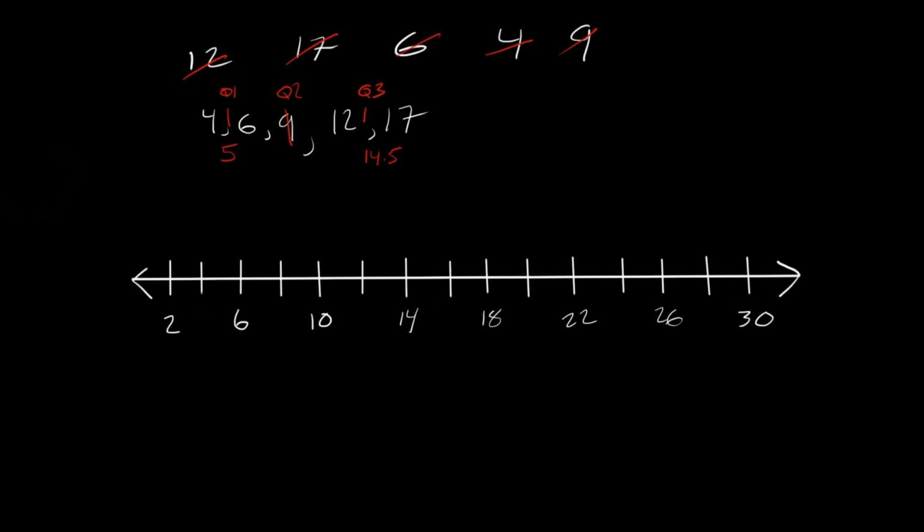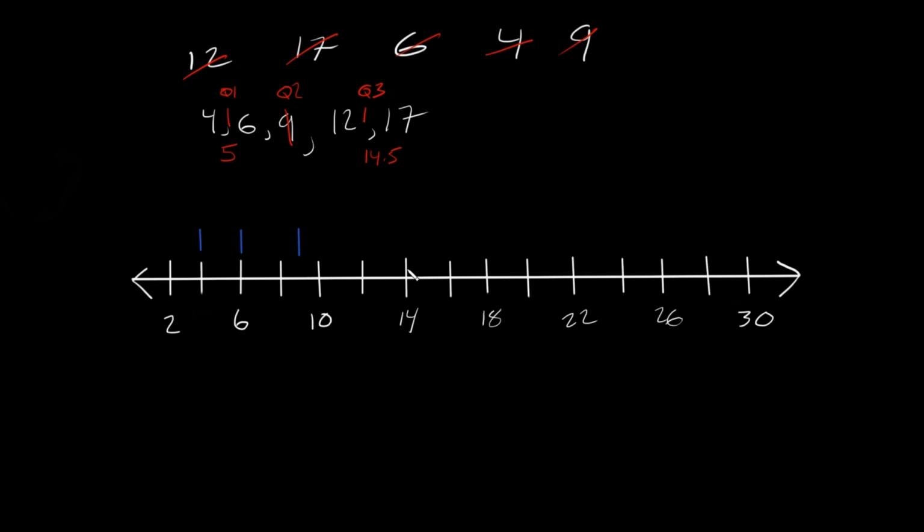All right, so let's go ahead and plot the minimum, quartile 1, median, quartile 3, and the maximum. And I will draw this one in blue. So the minimum here is 4, so 2, 4, and then 6. And then quartile 2 is 9, so this would be 8, and then in the middle would be 9. And then a 14 and a half.